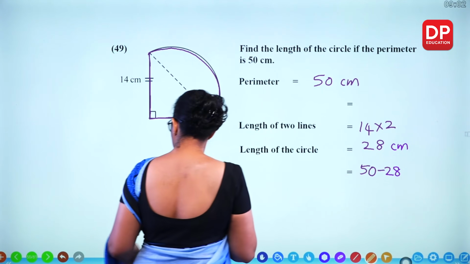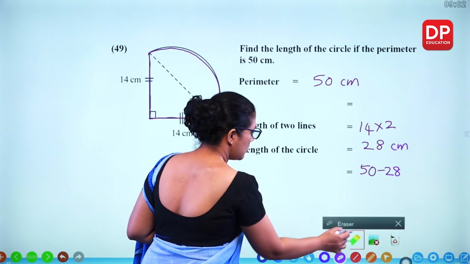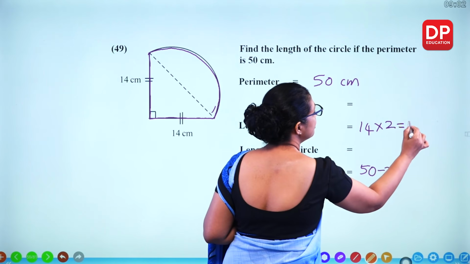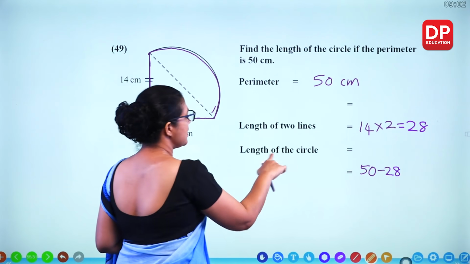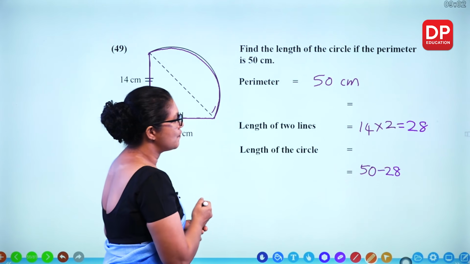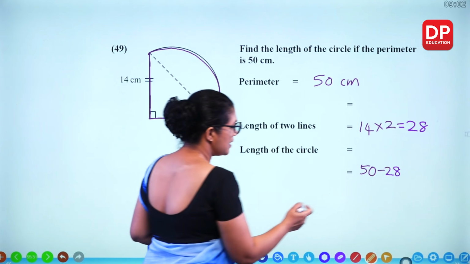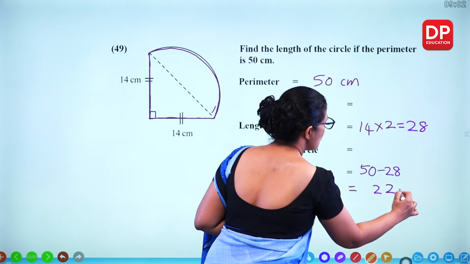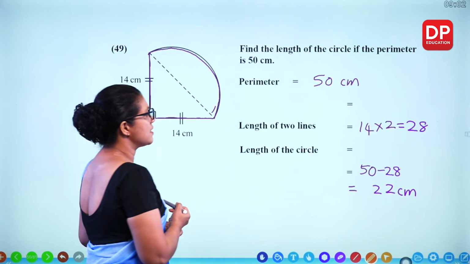So here, I'll write 28 here. So this one is length of the circle is 50 minus 28. That's 22 centimeters.